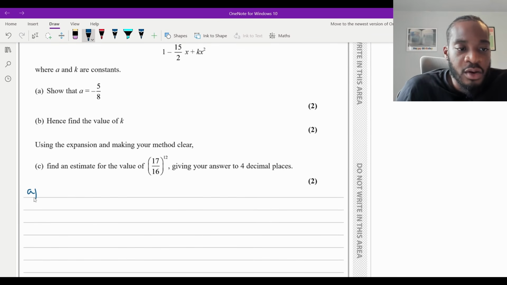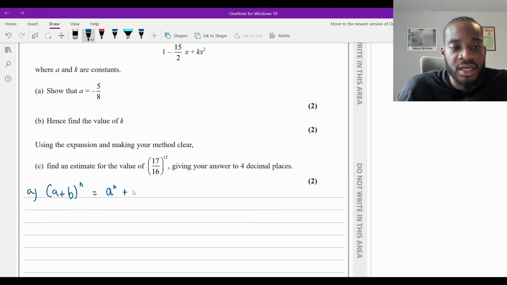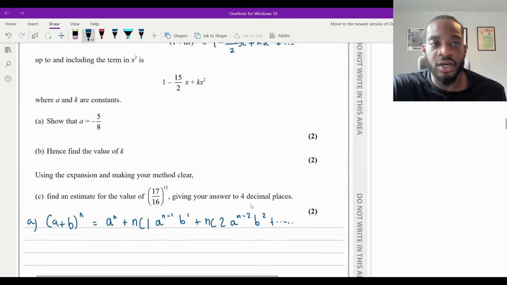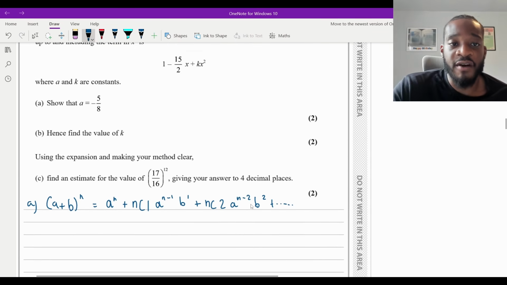So part A, what is the binomial expansion formula? It's a plus b to the power of n is equal to, start off with a to the power of n, plus, and then it's going to be n choose 1, and then times a to the power of n minus 1, the power drops by 1, and then b comes to life, so b to the power of 1, and then nC2 for the next term. Again, the power of a drops by 1, and then the power of b increases, doesn't it? So it'll be like that. Now I'm only going to go up to here because I only need it to the square term for the x. So now it's just a matter of plugging this in, isn't it?